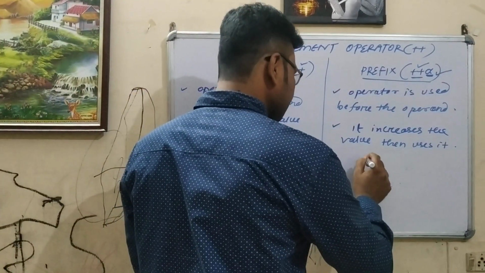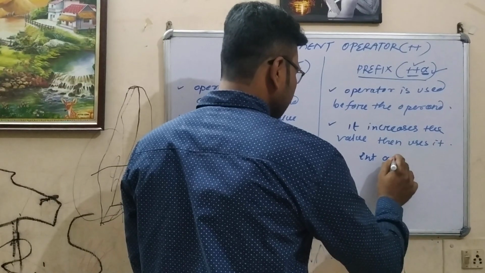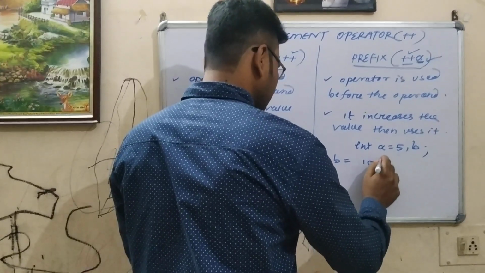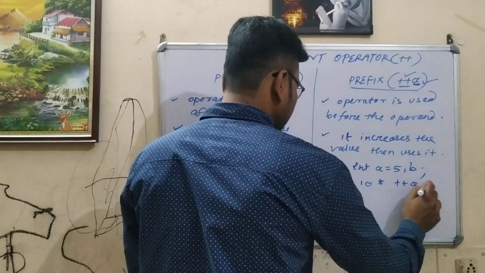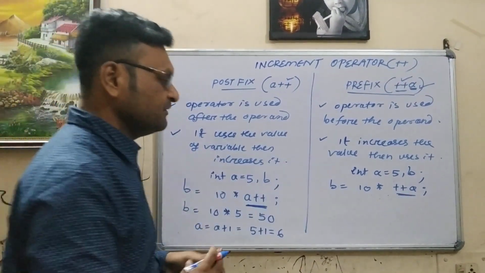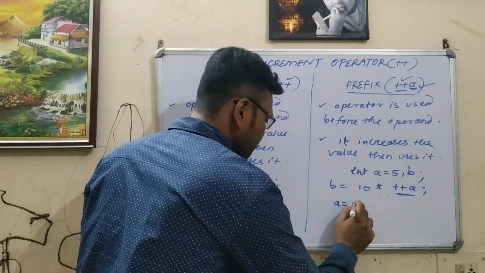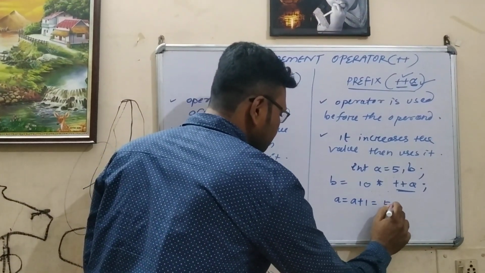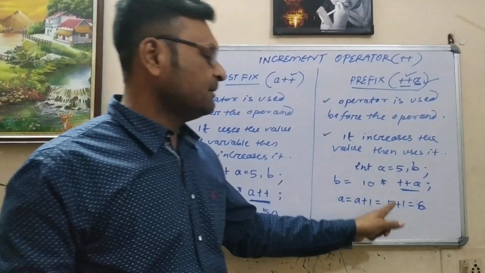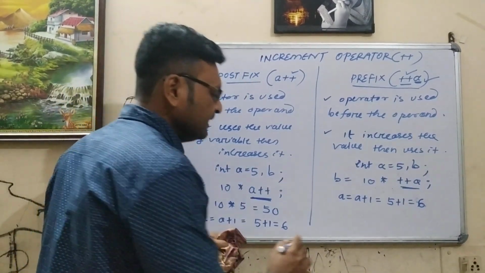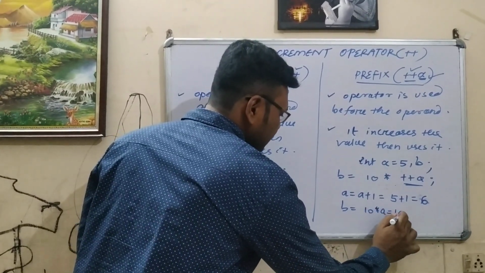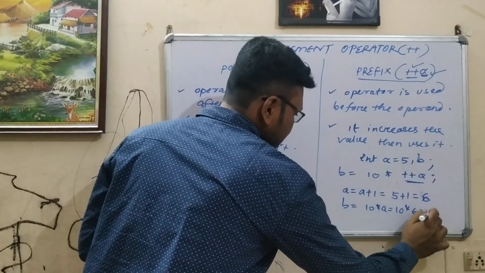But whenever you are writing on this side, you can see int a = 5, b = 10 * ++a. Now children, you can see this is prefix increment. Then how will it be evaluated? a = a + 1. First it will increase the value of a: 5 plus 1, 6, increment. Then it will be used: b = 10 * a, that means 10 * 6, 60.